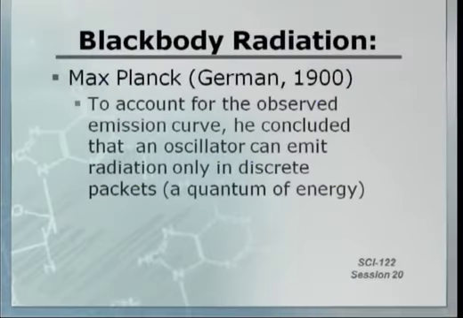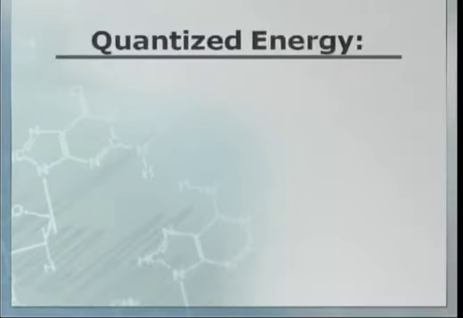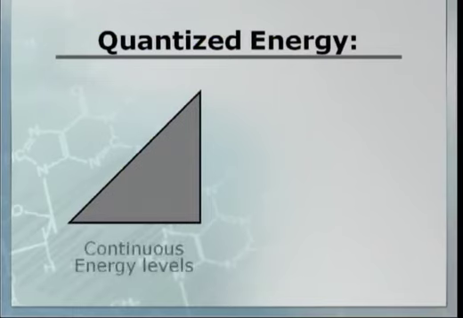So in countering that, to account for the observed emission curve, Planck concluded that an oscillator can only emit radiation in discrete packets, or what he called a quantum of energy. Now what does that mean? Well, if you compare it in terms of a continuous selection of all possible energy versus a quantum or only discrete values, we can kind of compare it in the following visual way. Imagine looking at the energy of a ball rolling uphill.